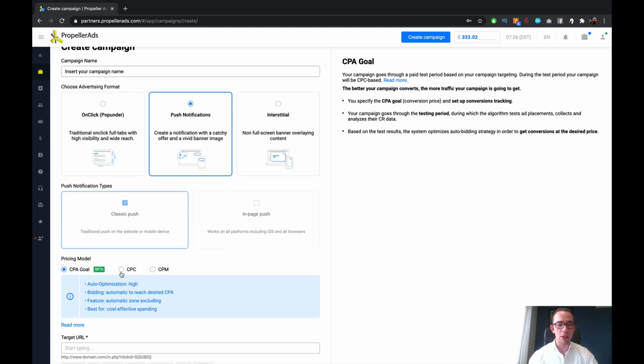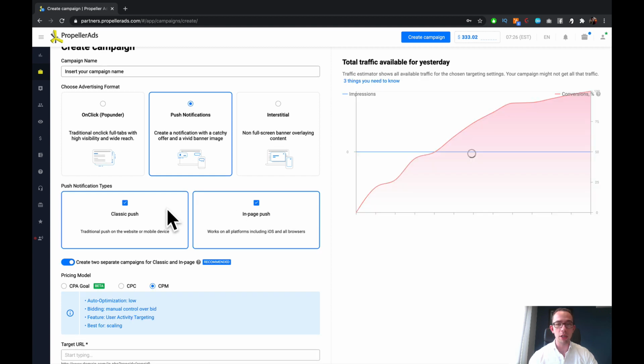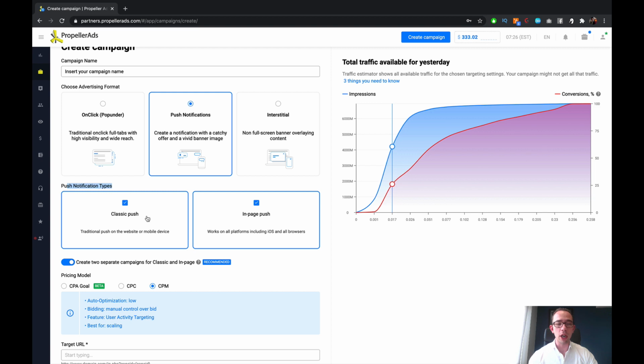So we have two options here. If I set this to CPM, you can see both push notification types. We have classic push, traditional push on a website or mobile device, and in-page push, which works on all platforms. So in-page includes iOS, and classic push only includes Android. Very clear distinction. In-page push used to be of higher quality.